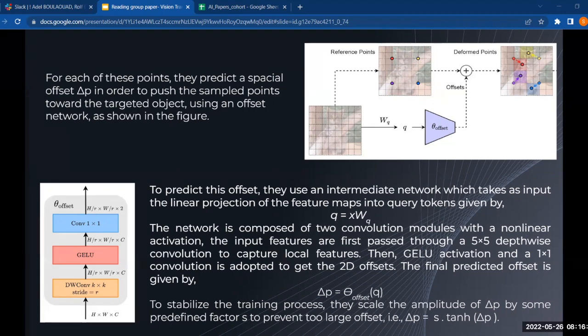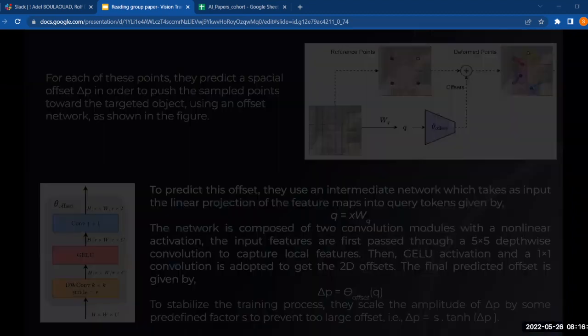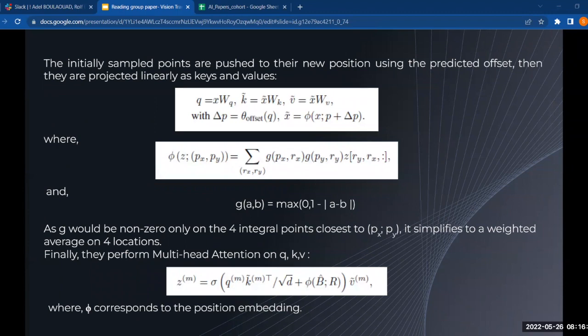The input features are first passed through a 5x5 depthwise convolution to capture local features, and then a GELU activation function uses a 1x1 convolution to get the 2D offsets of each reference point. Now these are the functions. The initial sample points that we get are shifted in position using the predicted offset that we get from the offset network. Then they are projected linearly as keys and values, which will be the input for the multi-head attention block.